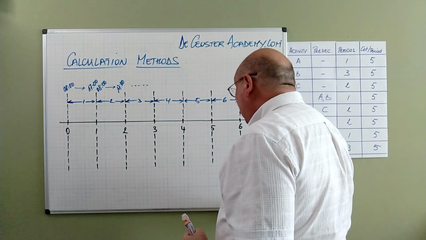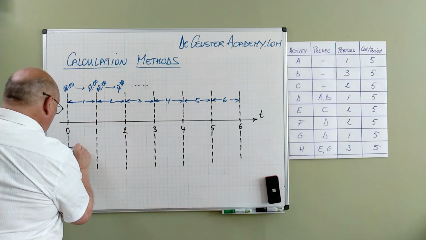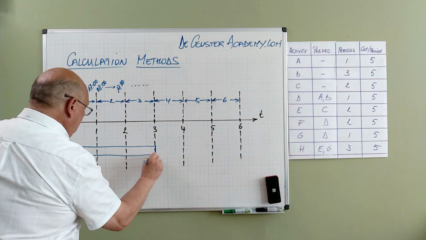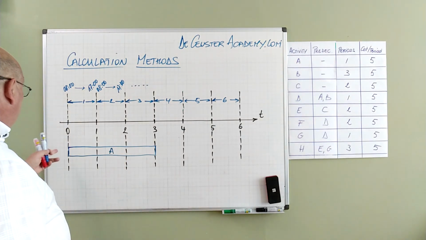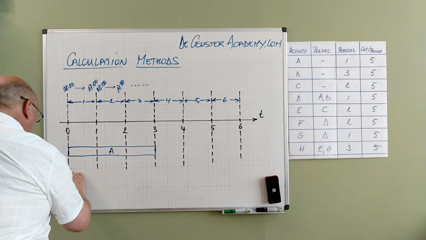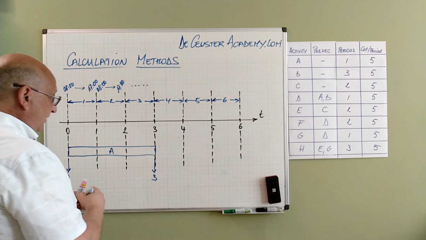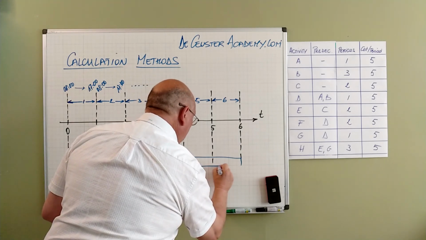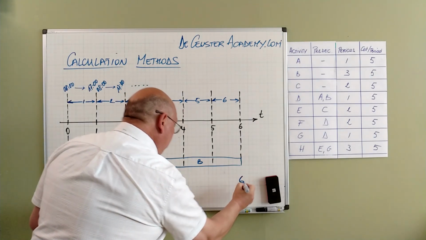Let's have a look at an activity which takes 3 periods. So we have 1, 2, 3 periods. This is activity A with 3 periods. What happens now? In the calculations using the coordinates, I will say we start from 0 to 3. The next activity B, which also takes 3 periods, will start from 3 to 6.